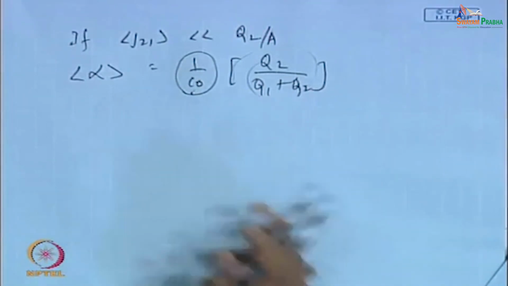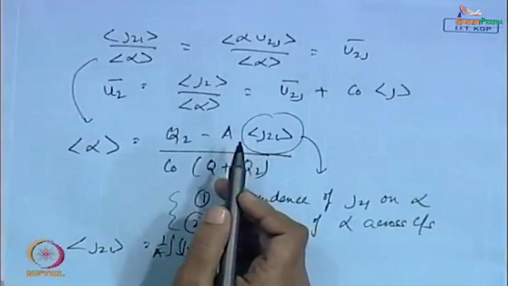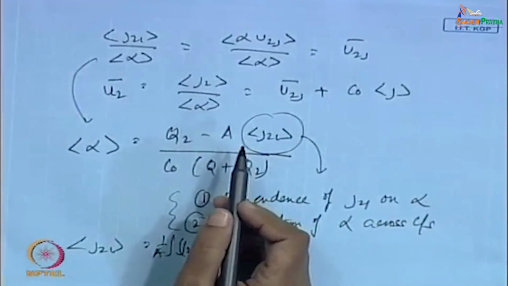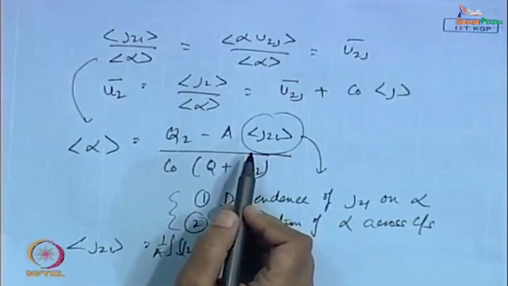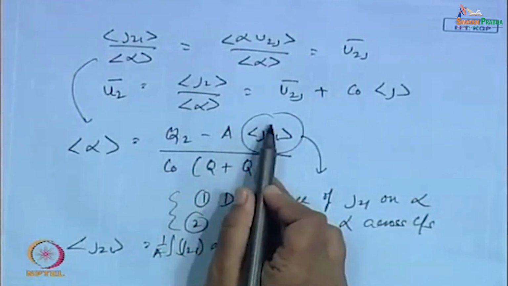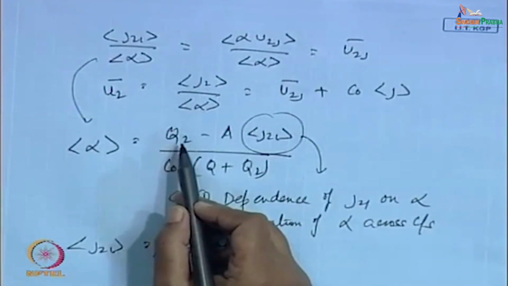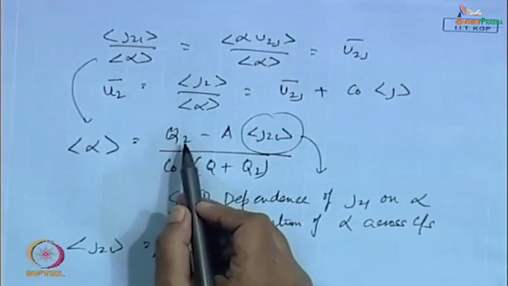But under normal circumstances, we find that generally this term J21 is usually not very small, we have to account for it. And when we find that J21 is also very small compared to Q2 by A, and more or less the velocity and voidage profiles are flat across the cross section.